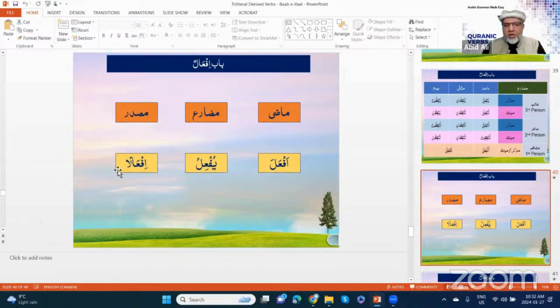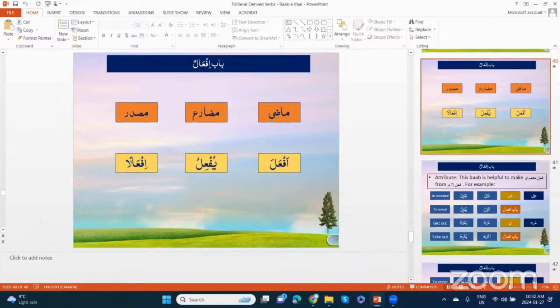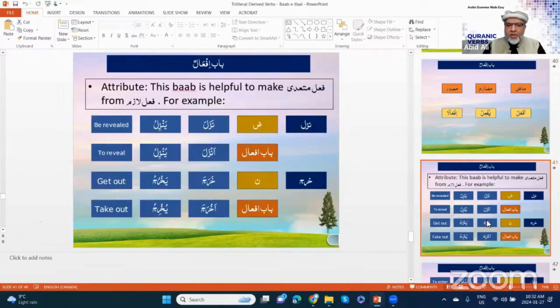Why? Because the Arabic people prefer to write it with the nasab pattern. This is the rafa pattern, and this is the nasab pattern. Okay. So now brother Wasim said, what is the difference?